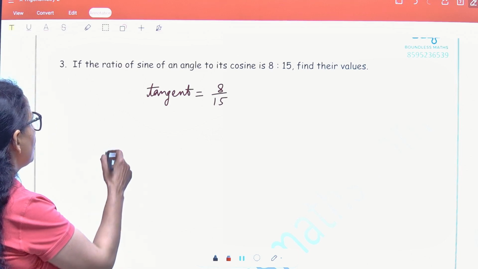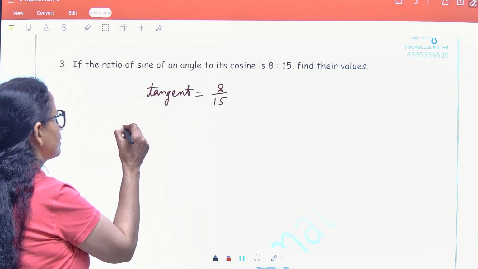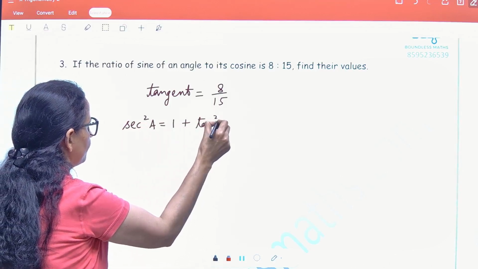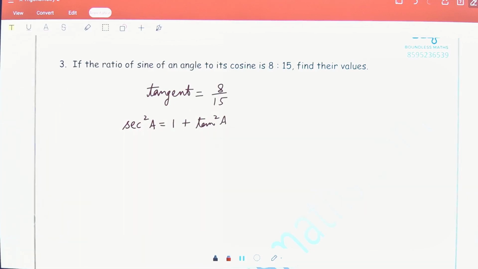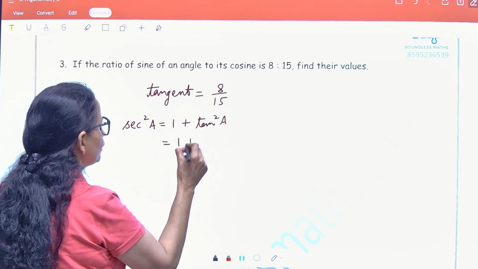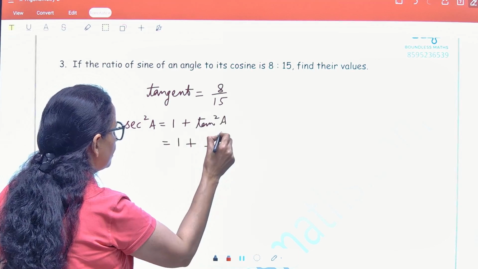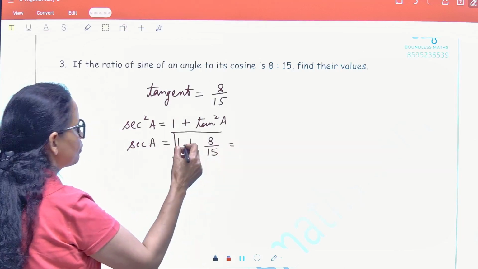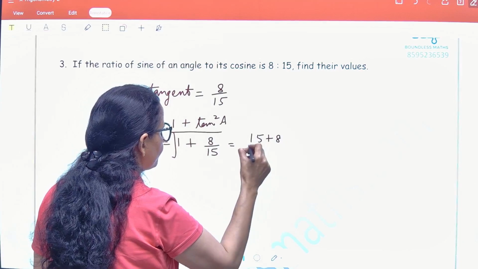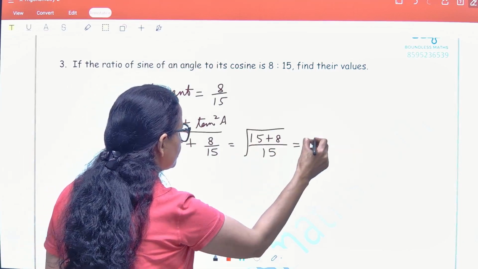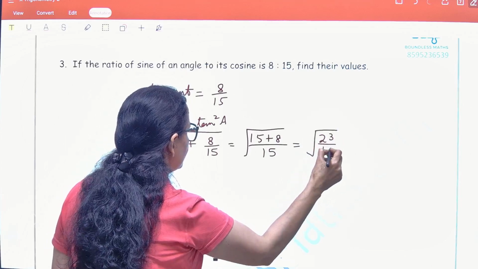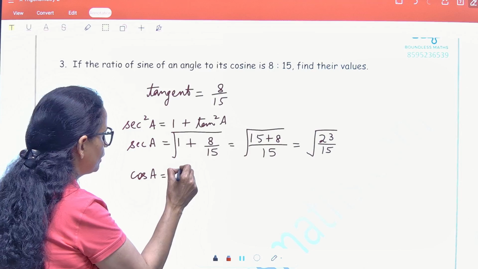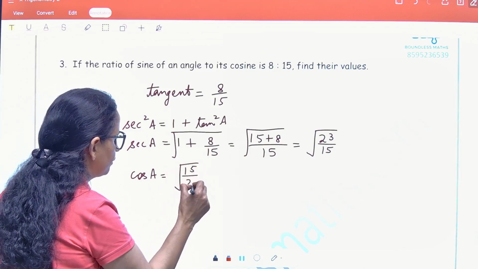So let's see. The identity that uses tan is sec square A equals 1 plus tan square A. Now using this, can you find the value of sec A? Yes. So you can put the value of tan A as 8 by 15. 8 by 15 plus 1, and then square root of it gives you the value of sec A. So this becomes 15 plus 8, which is 23. So that is square root of 23 by 15. Now cos A is inverse of sec A. That means cos A is going to be square root of 15 by 23. Done?